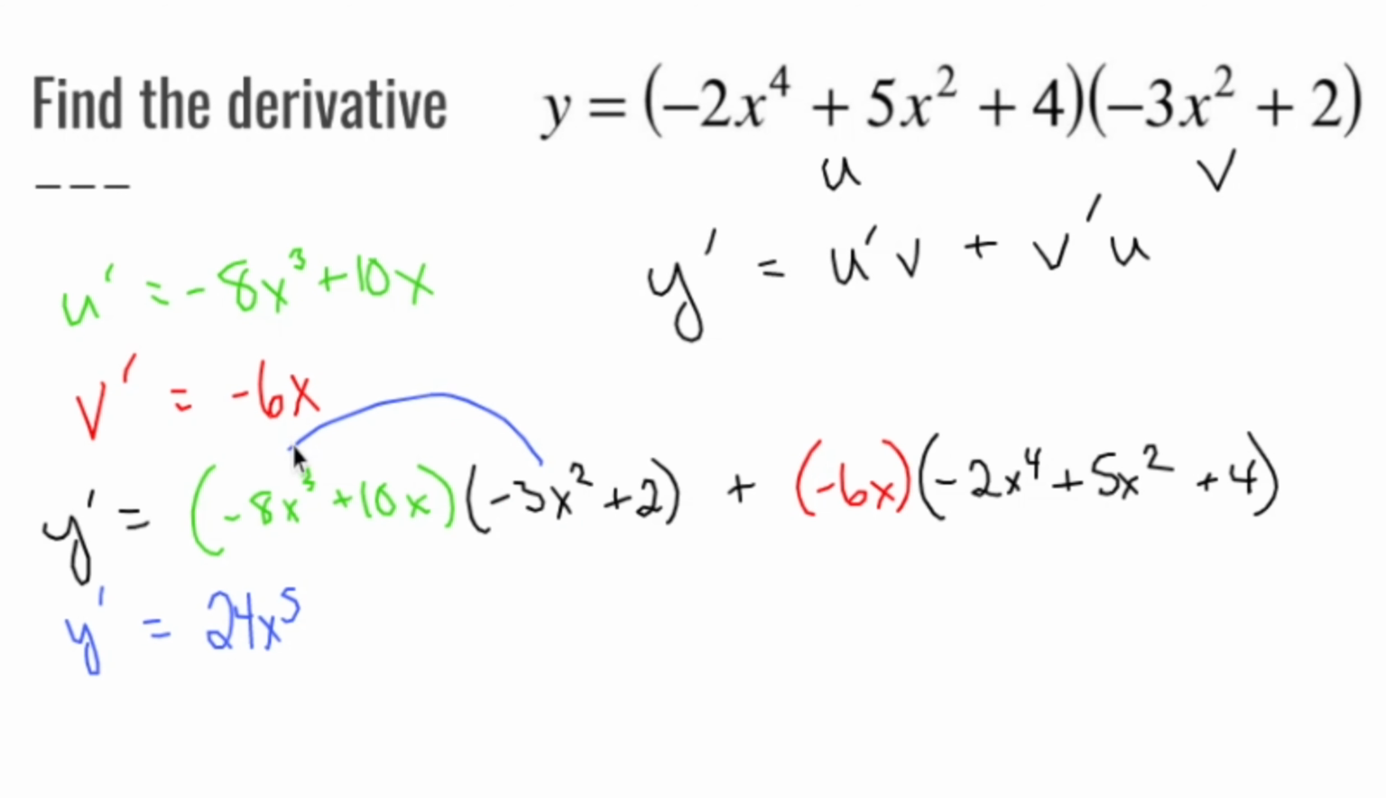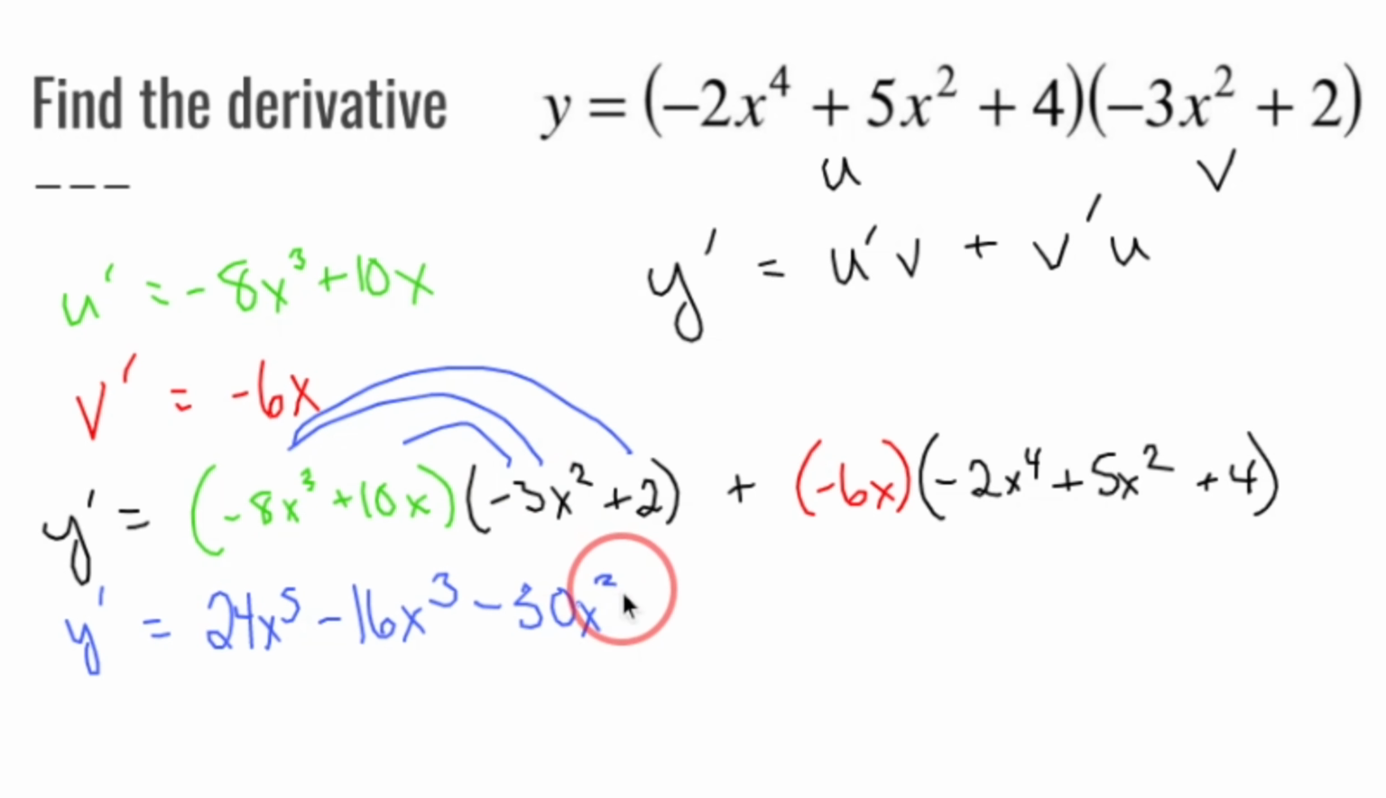Okay, that's the F in FOIL. -8x cubed times 2 is going to be -16x cubed. That's the O in FOIL. 10x, a very sugary term. 10x sugar. Look it up. 10x times -3x squared is going to be -30x cubed. Ooh, simplifying right there. Probably not the only thing, though, so I'm going to wait. And 10x times 2 is going to be 20x.